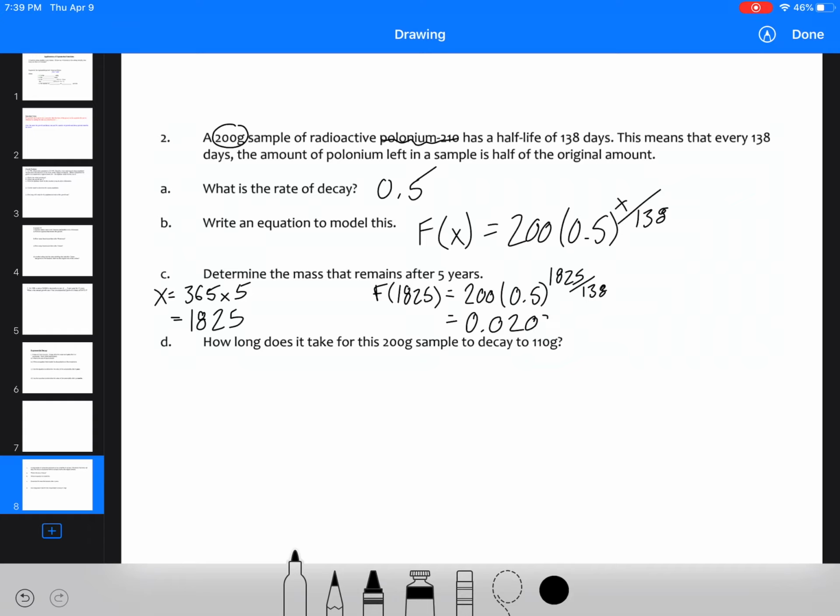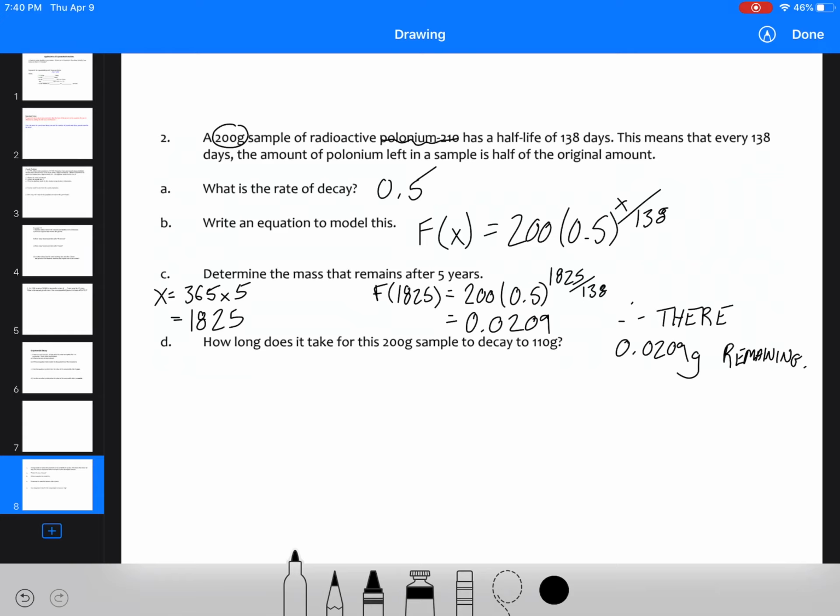So you should get 0.0209. Therefore there are 0.0209, what is it, milligrams or grams? Grams remaining.